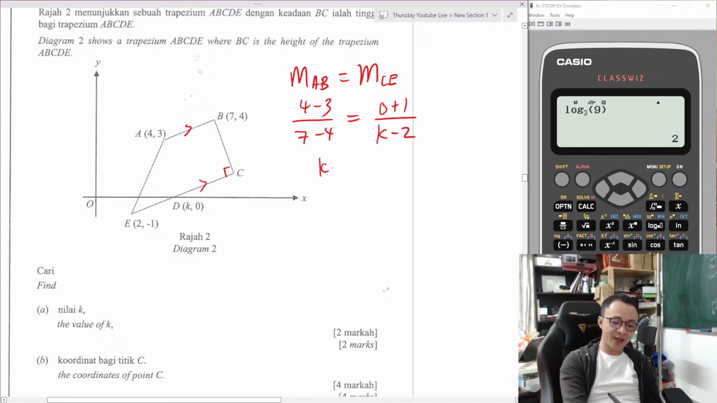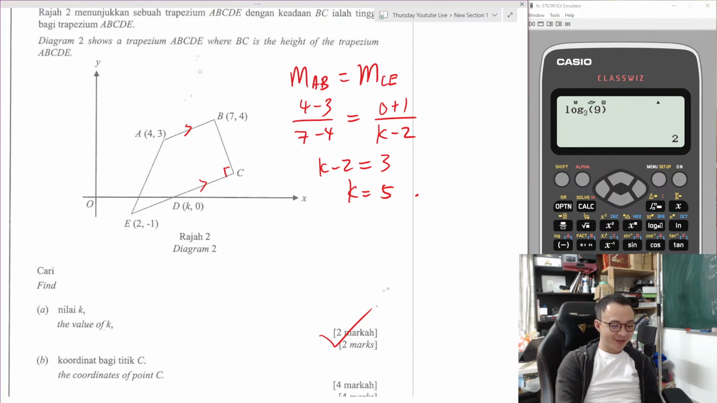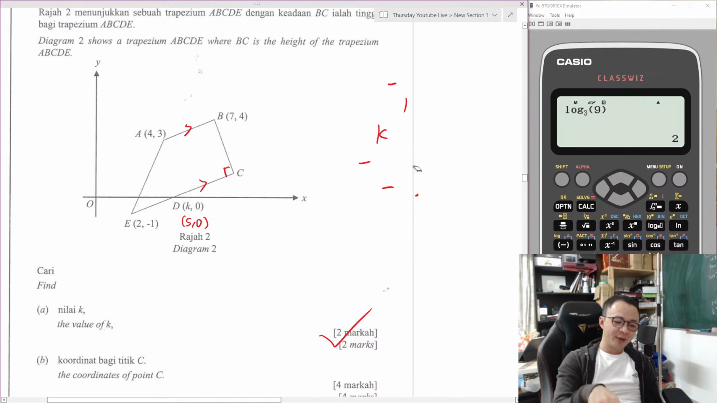Okay, so this is k minus 2 equals 3. k equals 5. Alright, done. 2 marks, not too bad if you understand the parallel here. Alright, and then they ask us to find the coordinate of C. So in order to find the coordinate of C, I'm going to use a perpendicular thingy. But I will just erase this one. I just put the 5, 0 here to give myself because I need to erase this one.